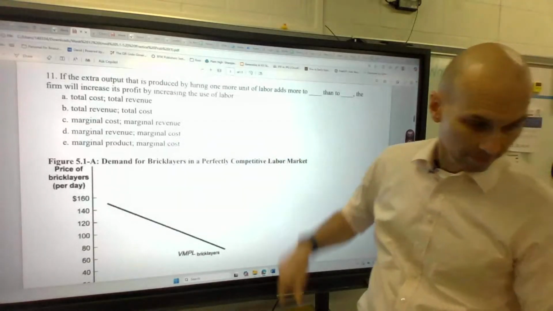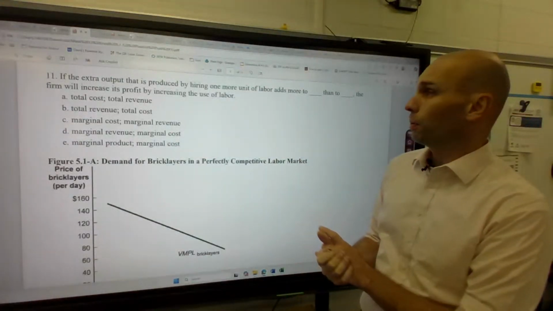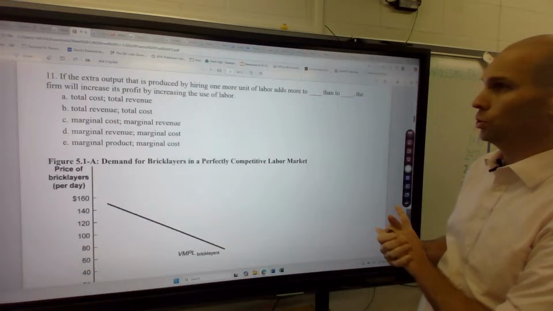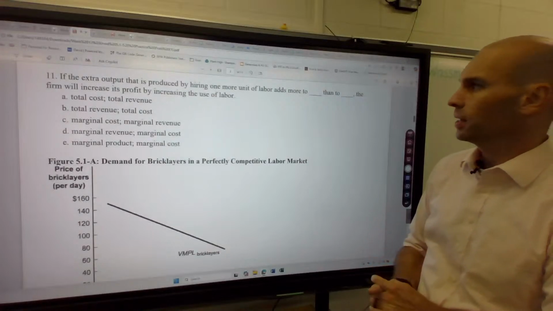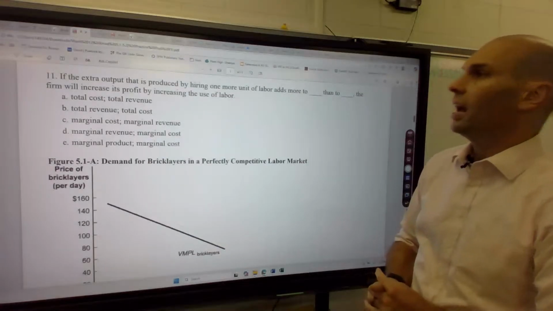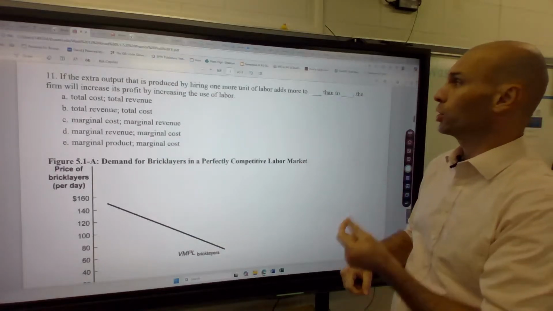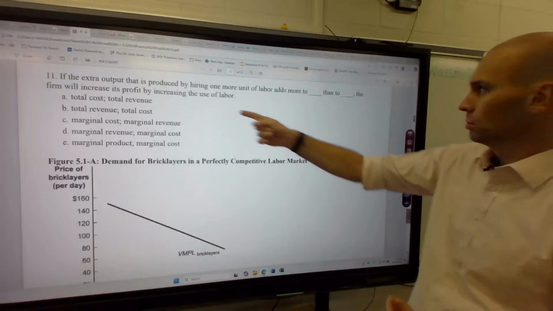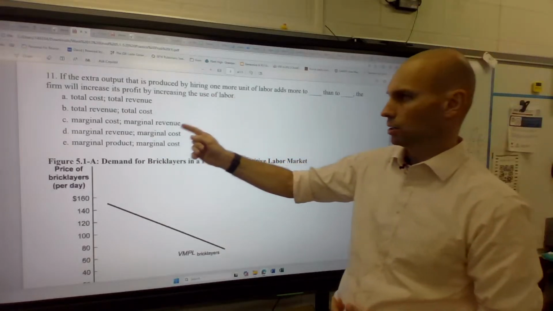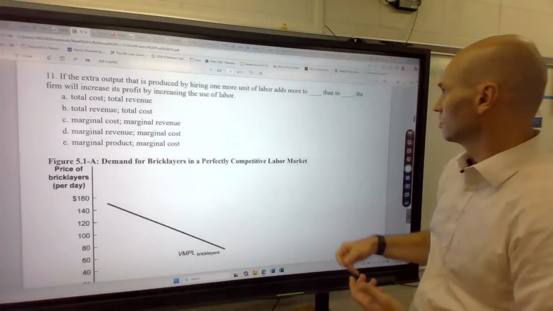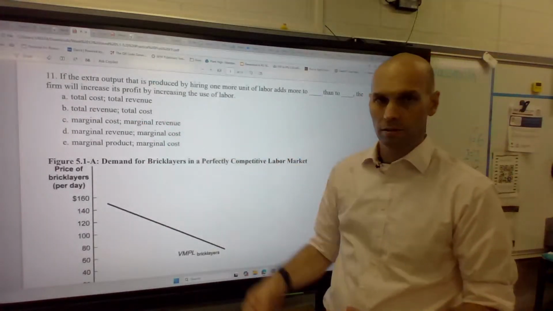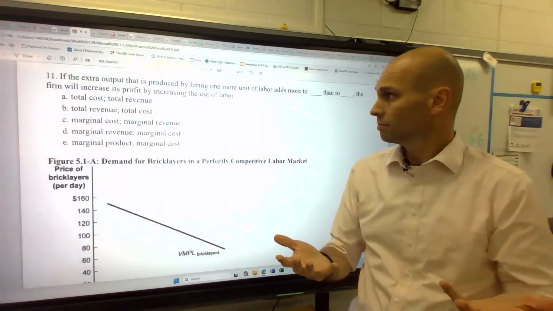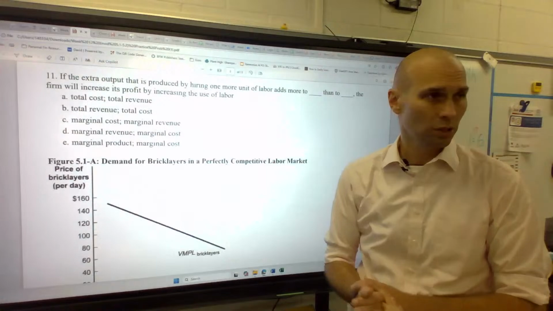All right. So it says that the extra output that is produced by hiring one more unit of labor adds more to blank than to blank. The profit will be increasing the use of labor. So if the extra output produced by hiring one more unit of labor adds more to extra output, that would cause more to total revenue than to total cost. So essentially, if marginal revenue is greater than marginal cost, then do the thing. Increase profit by using more labor.